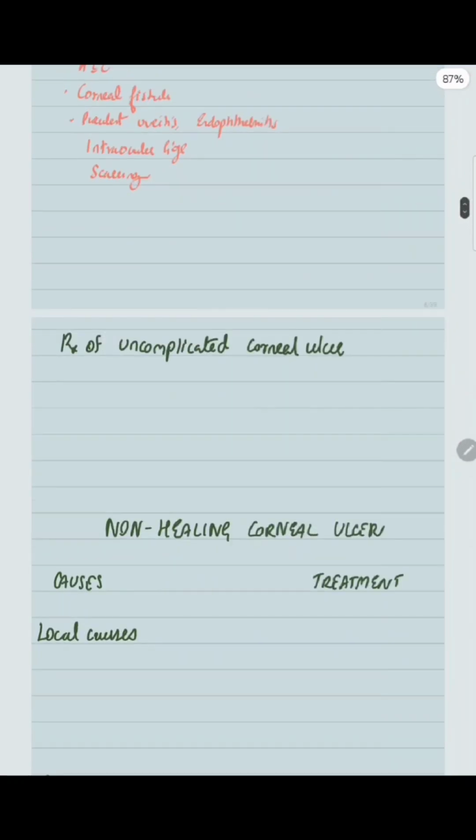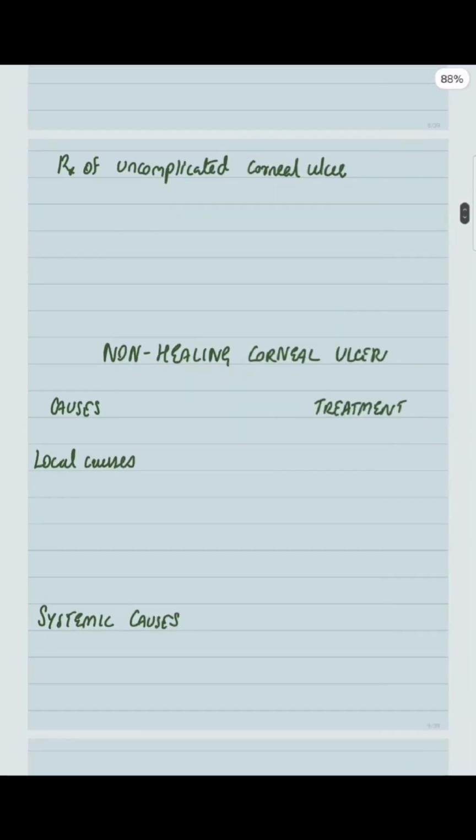Treatment of uncomplicated corneal ulcer includes topical antibiotics, cycloplegic drugs like atropine, analgesics and anti-inflammatory drugs. Hot fomentation and dark goggles can be given.